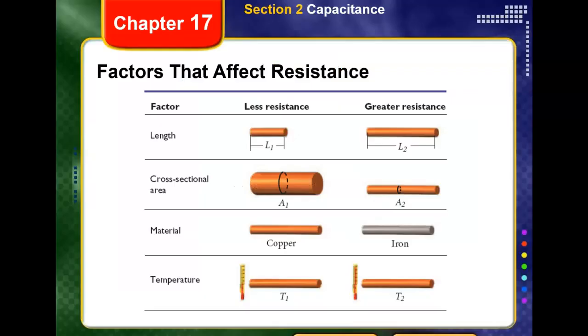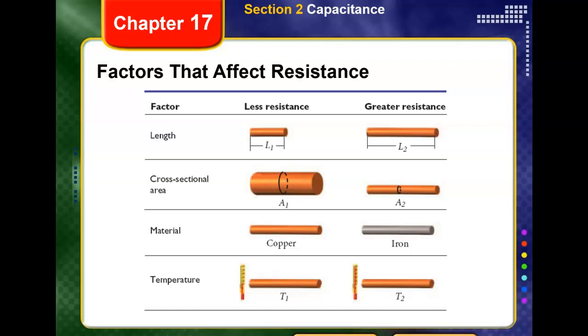Okay, so just to review, the longer the wire, the greater the resistance. The skinnier the wire, the greater the resistance. If it's not copper, it typically has a greater resistance, and the hotter the temperature, the greater the resistance. So ideally you want a short, wide, copper, really cold material, because that has the lowest resistance. And the colder it is, the more freely electric charge can move through it.